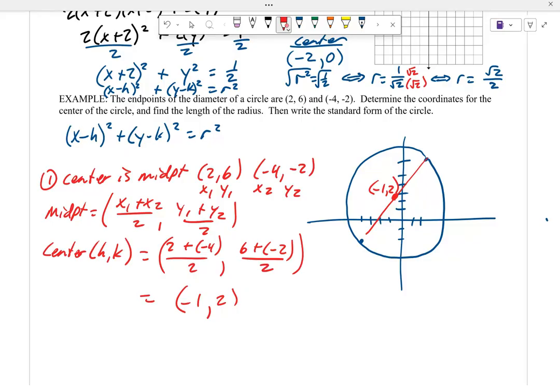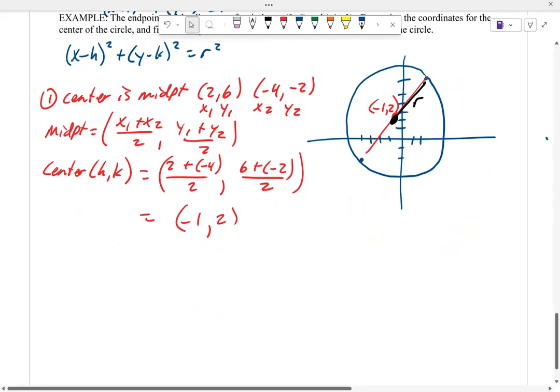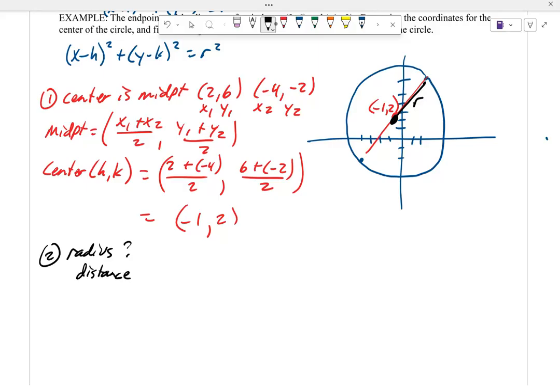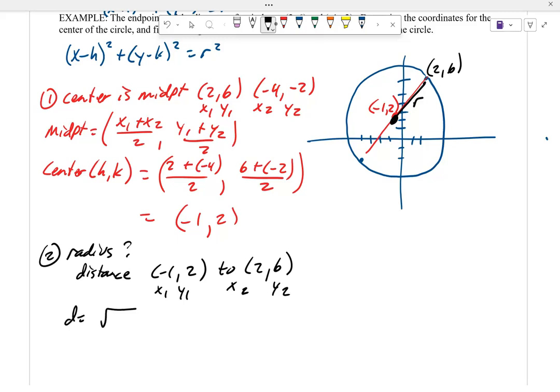All right, so we've got our HK. Now we need to know, well, how far is it from that -1, 2 out to the radius? All right, so what's the radius? Well, that would be the distance from the center, -1, 2, out to an endpoint. Let's go out to, how about to the 2, 6? You could go to either endpoint, but we'll go to that 2, 6 there. So x1, y1, x2, y2. Write our distance formula.